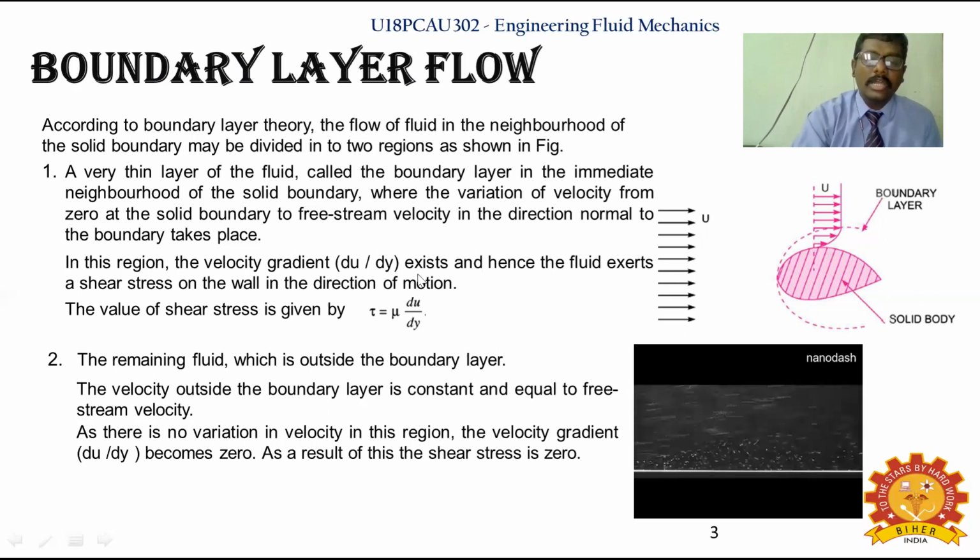Once du by dy is zero, then shear stress will be what? As you are multiplying with a zero, any value multiplied by zero will become zero. So shear stress also is going to be zero. So you will be having a shear effect only inside the boundary layer. The boundary is here, the solid body. So from the solid body to the boundary layer, you will be having this shear stress, because you have a variation of velocity, and if you have a variation of velocity, a shear nature exists at that place.